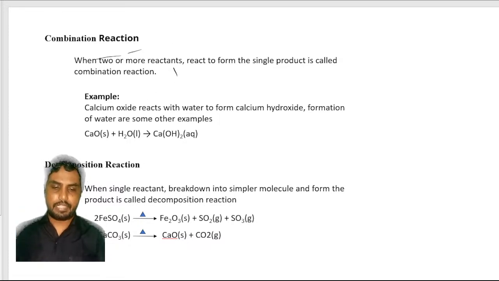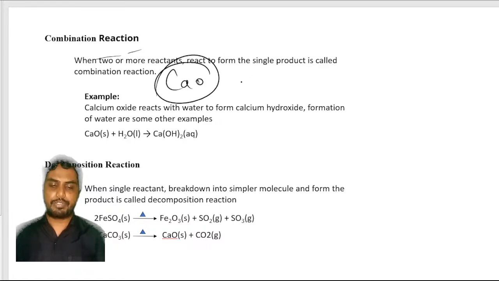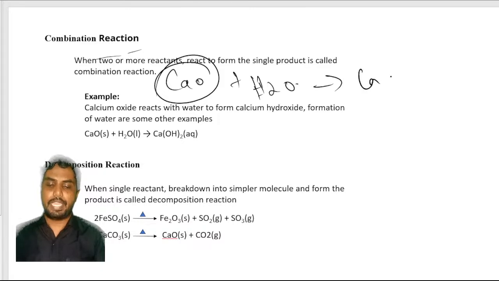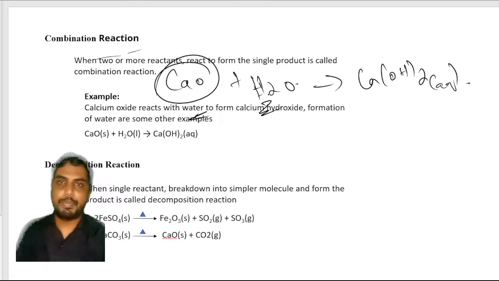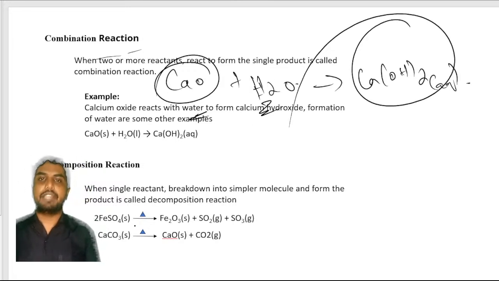For example, CaO. What is CaO? Calcium oxide, which reacts with water and forms calcium hydroxide as an aqueous solution. You can see here two molecules react with each other and produce only one resultant molecule. So this is called a combination reaction. Calcium oxide reacts with water and forms calcium hydroxide.